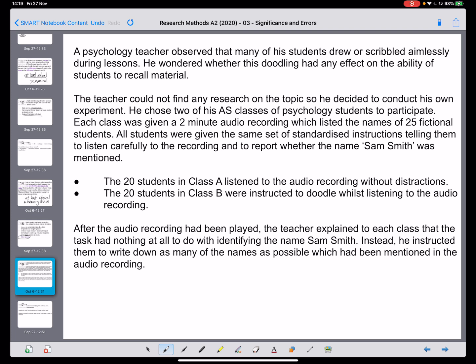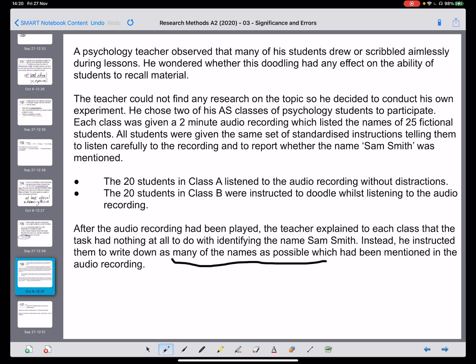So let's look at the question. Each class was given a 2-minute audio recording of names of 25 fictional students. All students were given the same set of standardized instructions, telling them to listen carefully to the recording and to report whether the name Sam Smith was mentioned. Okay. After the recording had been played, the teacher explained to each class that the task had nothing to do with identifying Sam Smith. Instead, he instructed them to write down as many of the names as possible.